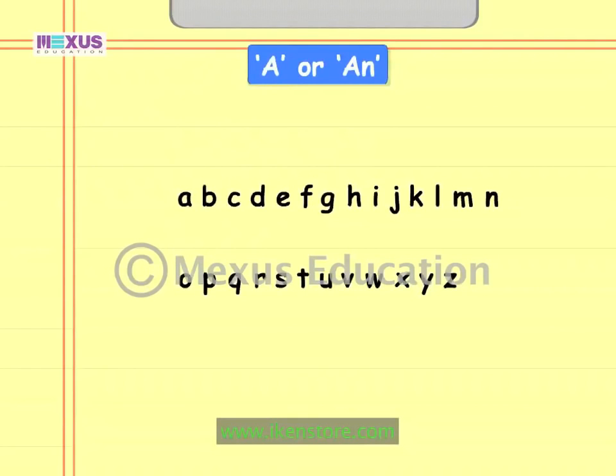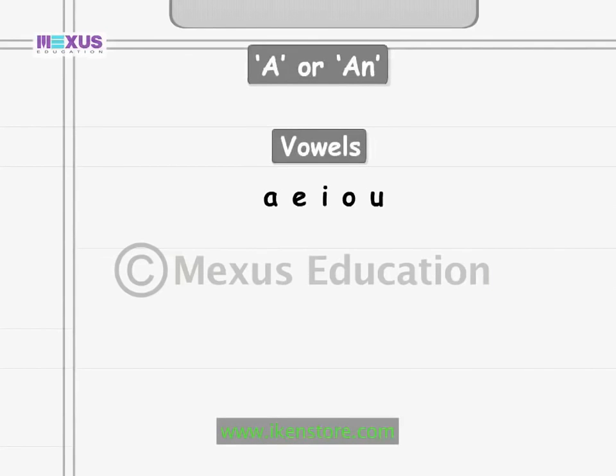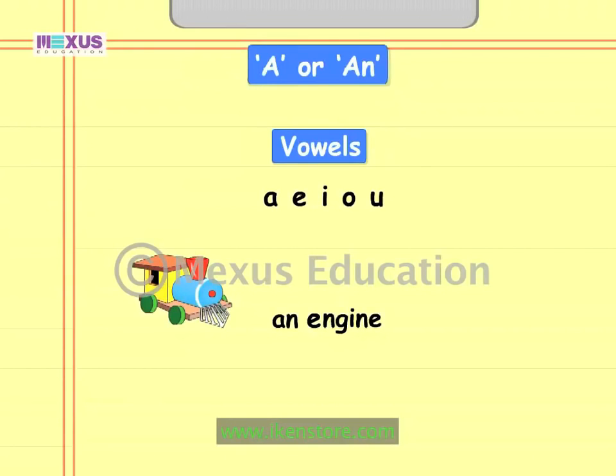There are 26 letters in the English alphabet. Out of these, the 5 letters A, E, I, O, and U are called vowels. When a word starts with a vowel, or more specifically with a vowel sound, we use an before such words. For example, the word engine starts with the vowel E, having a vowel sound, eh. So we use an before this word and say an engine.